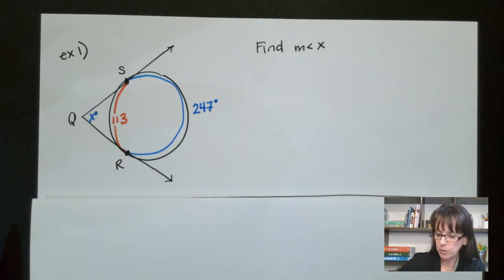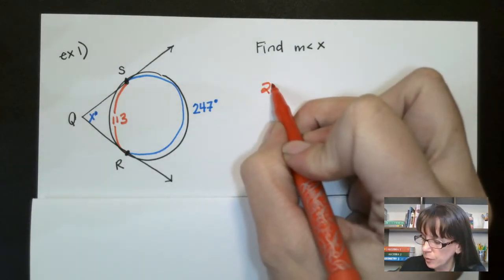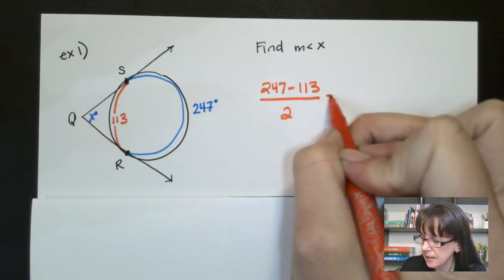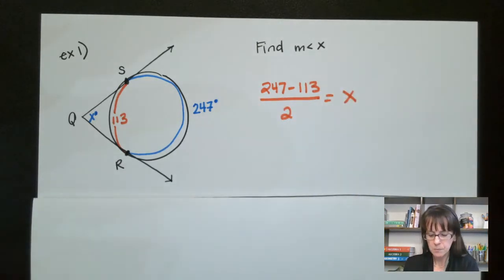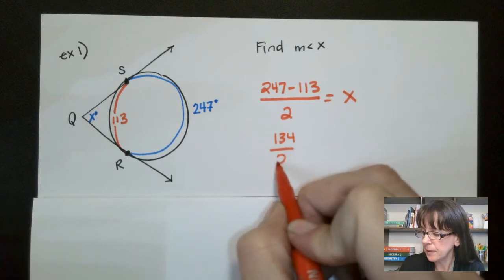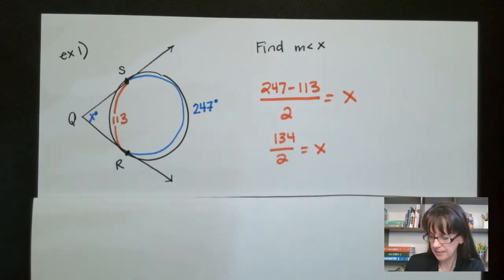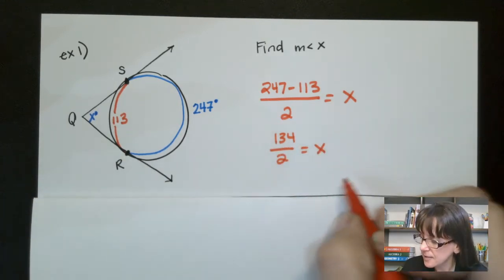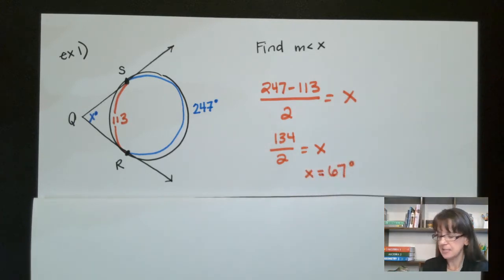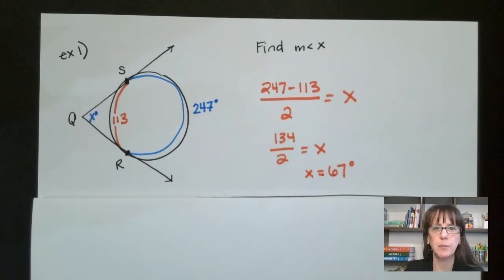Now in order for us to solve this, we would say 247 minus 113, divided by 2, is going to give us our X. So 247 minus 113 is 134, divided by 2 equals X. Divide that by 2, and we get X equals 67 degrees.